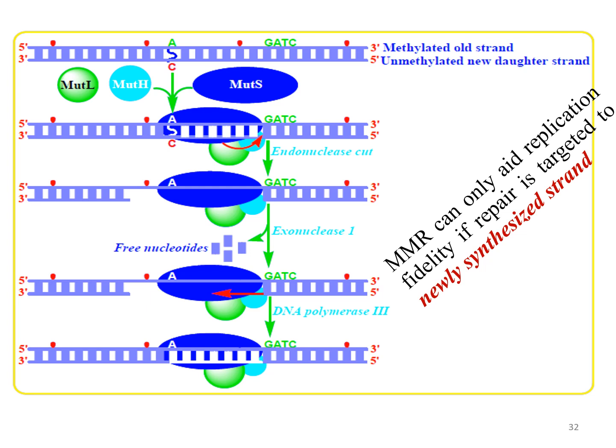So MMR can only aid replication fidelity if repair is targeted to newly synthesized strands. So the methylated old strand and the unmethylated new strand is the phenomenon, the mechanism by which mismatch repair takes place.